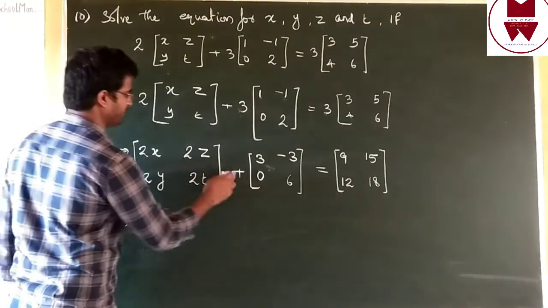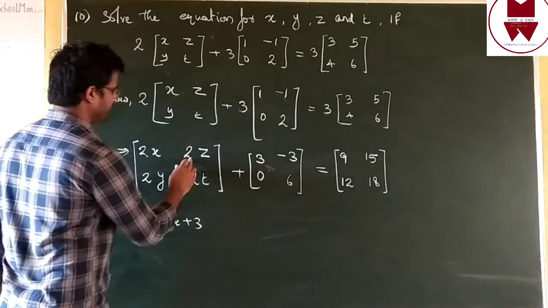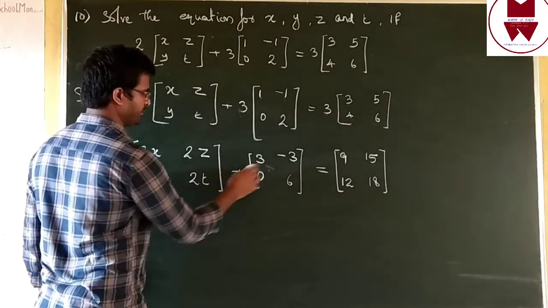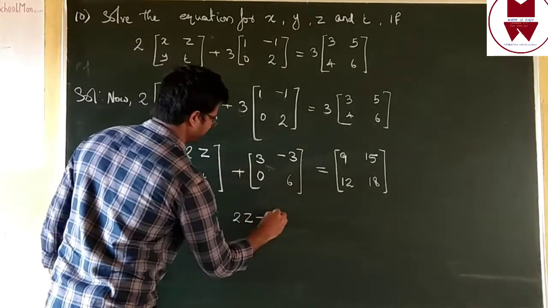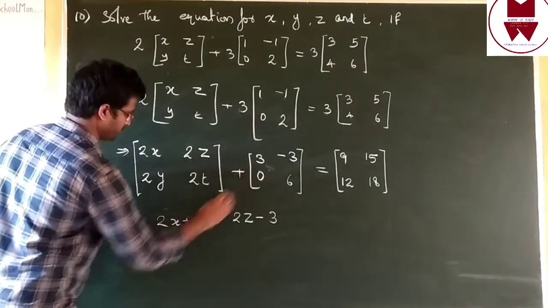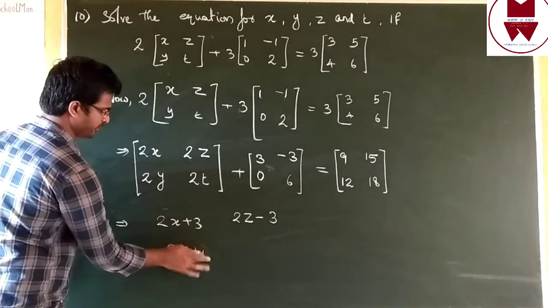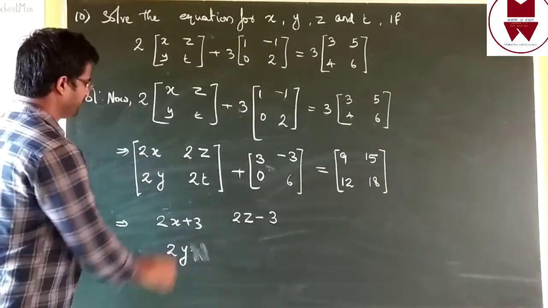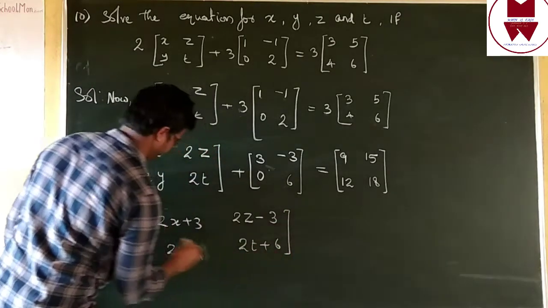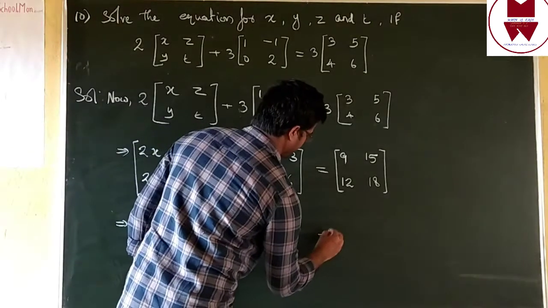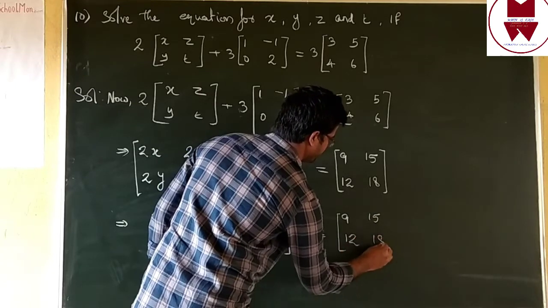Let's start. 2x plus 3. Corresponding elements only: 2z plus minus 3. That means plus into minus we can write minus, isn't it? Then 2z minus 3. Then next 2y plus 0, the 0 no need to write, okay? 2y. Then 2t plus 6. Equal to 9, 15, 12, 18.